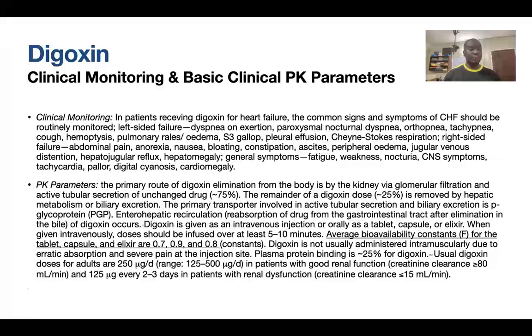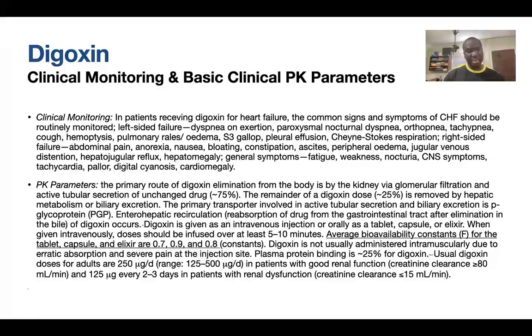And then generally, of course, if you have two chambers failure, or even any of the chambers failure, you would usually have fatigue, weakness. So you have people complain, once they're exerting themselves, we will hear complaints about fatigue, weakness, nocturia, CNS symptoms, tachycardia, pallor, digital cyanosis, or cardiomegaly. Okay, all of those should be monitored all through the patient's treatment.